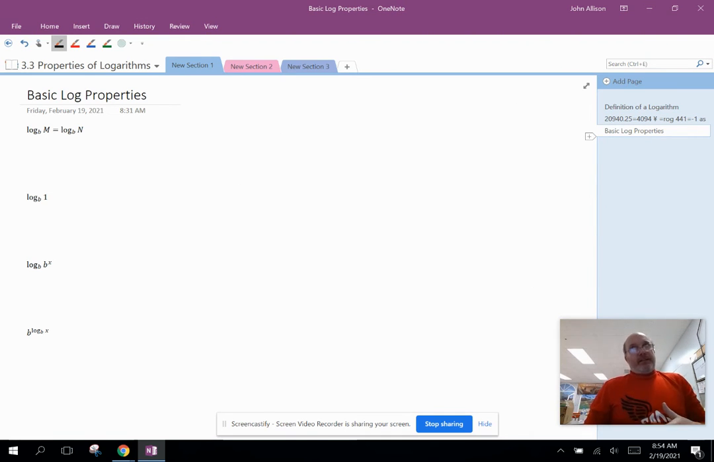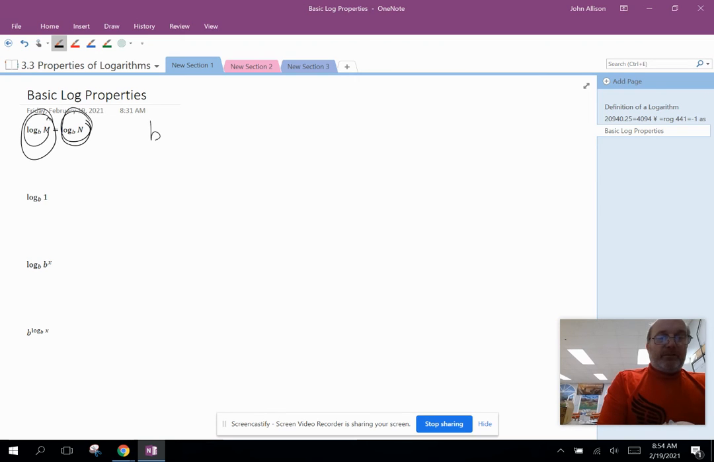Let's look at some things that follow from these basic log properties. If we have log base b of m is equal to log base b of n, this is asking for the power of b that gives you m, and it's equal to the power of b that gives you n. So b to some power equals m, and b to the same power equals n. If those are equal, then that power has to be equal, and it also means that m has to equal n.